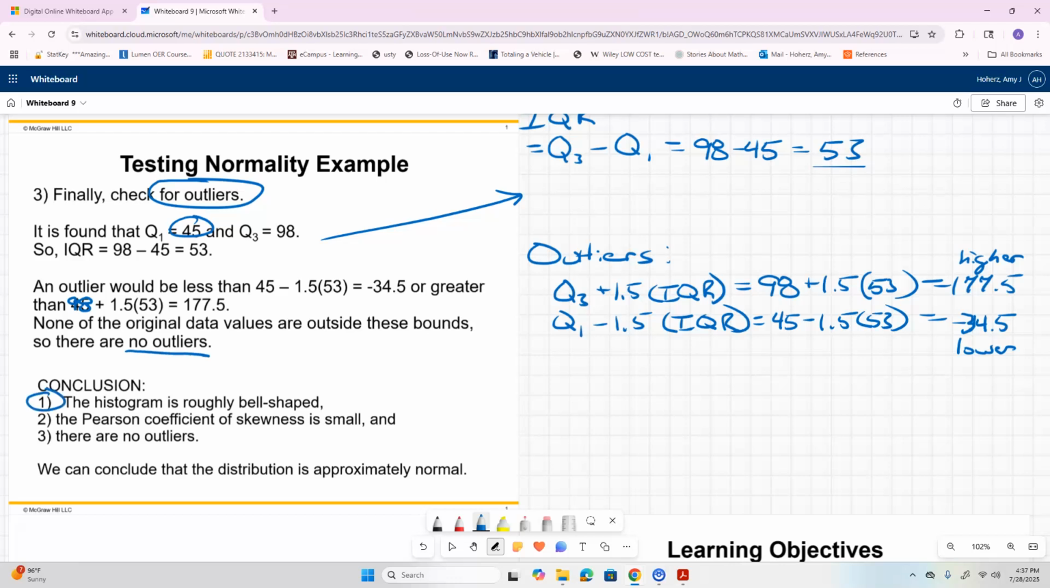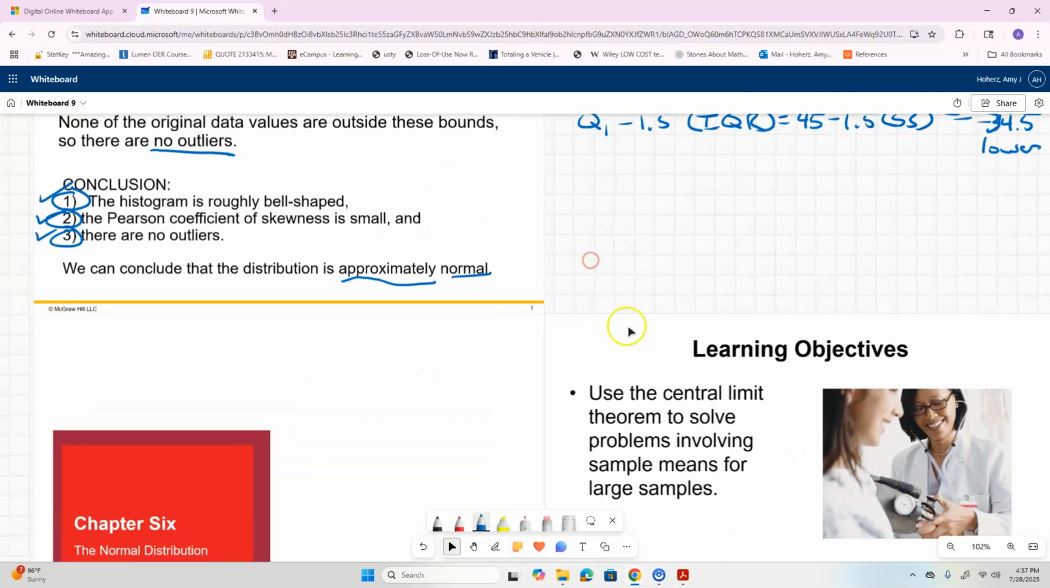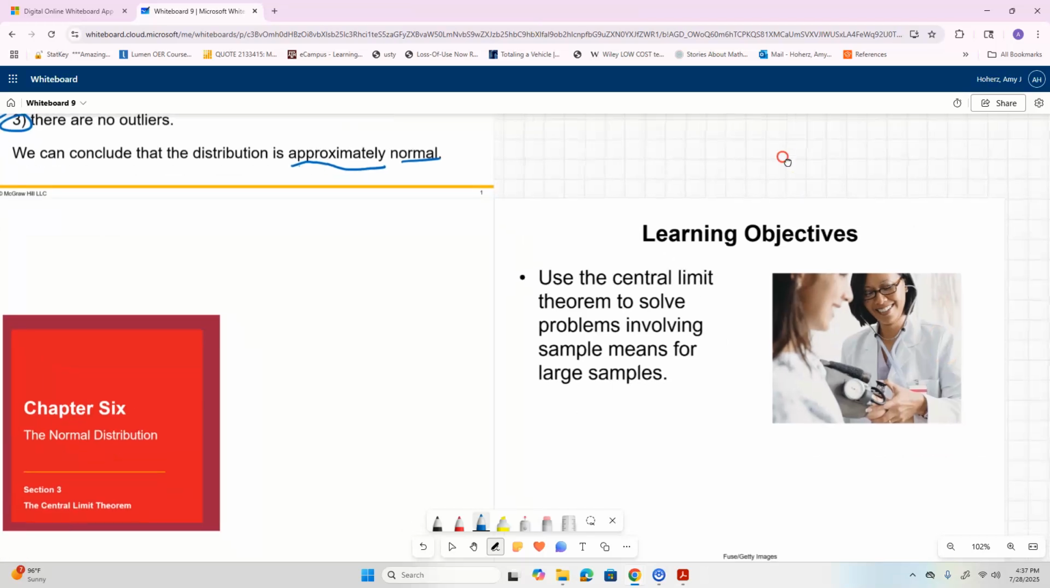So our conclusion is the histogram was roughly bell-shaped, check. The Pearson coefficient for skewness was small, check. And there are no outliers, check. So we can conclude that the distribution is, while not perfectly normally distributed, approximately normally distributed. So we can use all of those techniques that we were using before to find percentages in between values and above values and things. So that's what we have for 6.2.